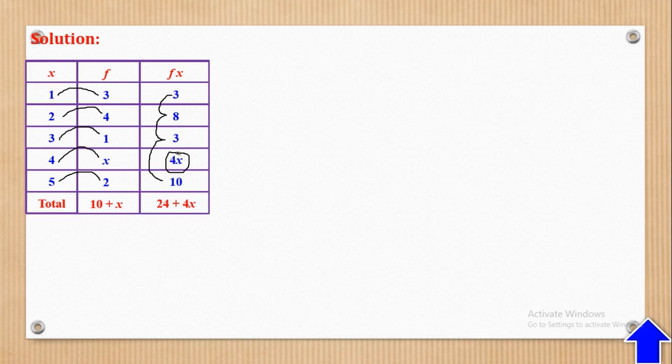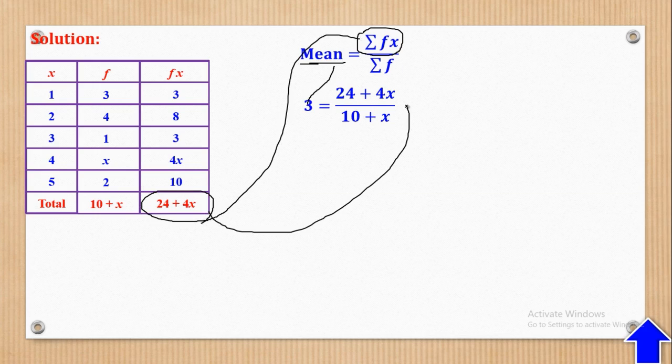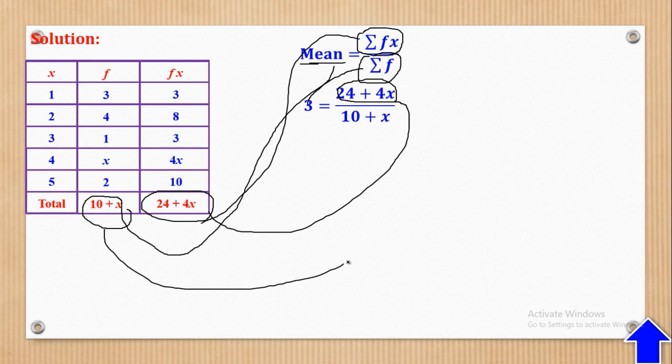Now that we have completed our table, we can now answer the questions. First of all, we are given that the mean was 3, so where there is mean we shall put there 3. Then summation of fx, this is the total of fx values, and that's what we shall put here. Then for summation of f is this very value for the total of f, which is 10 plus x, and that is what we shall put here at the denominator.